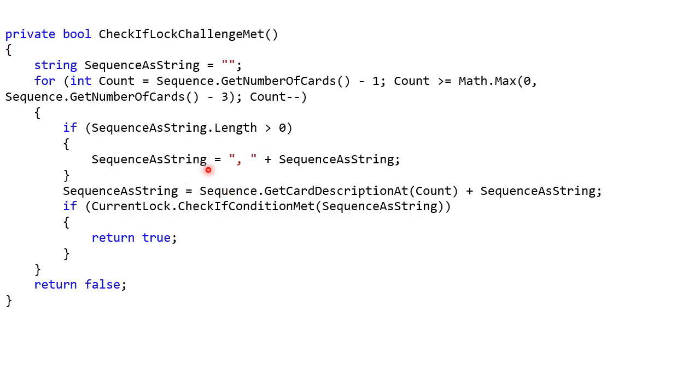Okay, so you can see sequence as string, it takes the current sequence as string, which starts off as an empty string, and it puts a comma in front of it, and then we've got sequence as string as was. As it iterates, it calls check if condition met. So it gets a description, puts that again at the start. It calls this check if condition met on the current lock, and it passes that sequence as string as a parameter to compare the two. And if this returns true, then the method itself, this check if lock challenge met, would also return true.